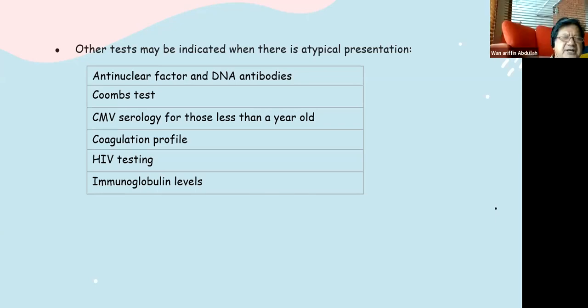Also, Coombs test, if hemoglobin is low as well, then you want to do Coombs test, right? Because it is a combination of autoimmune hemolytic anemia and ITP. Next is HIV testing, especially indicated in high-risk patients. For example, if the parents are HIV patients or the parents are drug users, and immunoglobulin levels to check for any signs of infections.